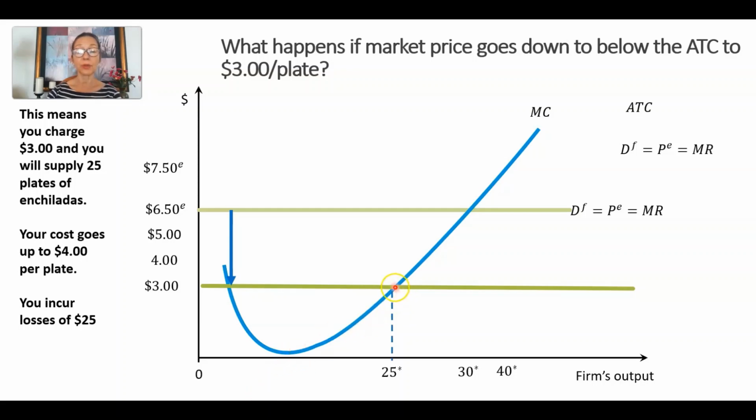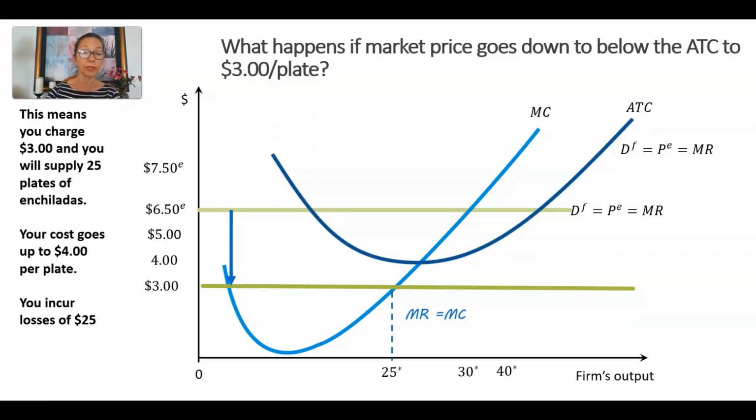And we will produce where marginal revenue, this is now our new marginal revenue because price equals marginal revenue in perfect competition. And we will produce 25 plates of enchiladas. Let's layer on our average total cost curve. And in this case, you can see that for us to produce 25 enchiladas, our costs are going to be higher than the price that we're getting. So intuitively, you know that we will be suffering some losses.